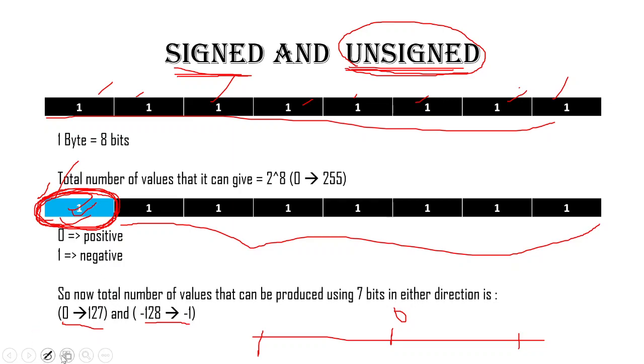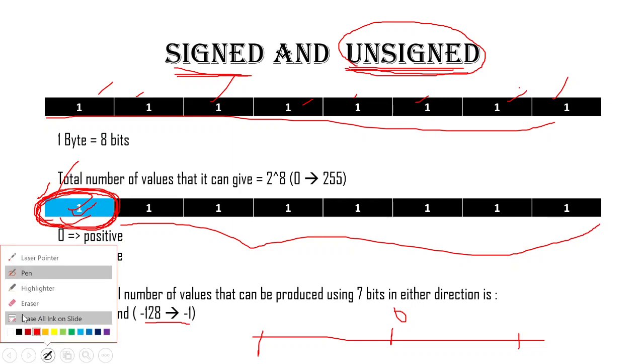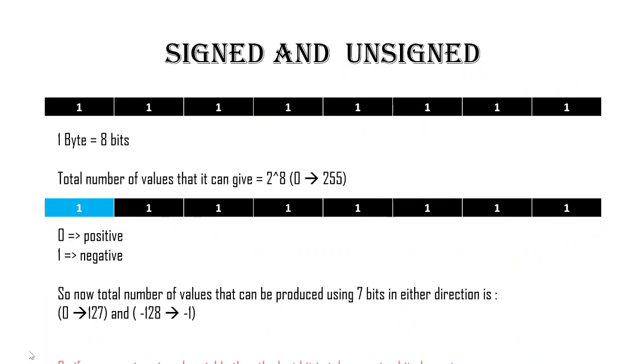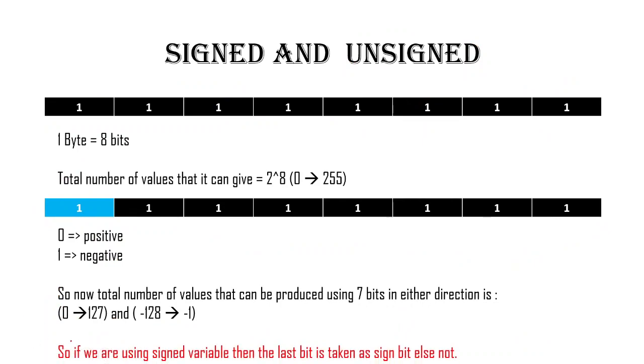Okay, so let me do this. See, if we are using a signed variable, then the last bit is taken as the sign bit, else not. So if we use a signed variable, this last bit will be used to indicate whether it is positive or negative, and if we use unsigned, then this last bit will not be used to indicate whether it is positive or negative.